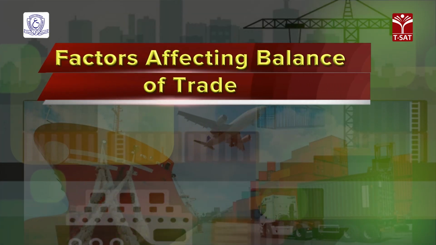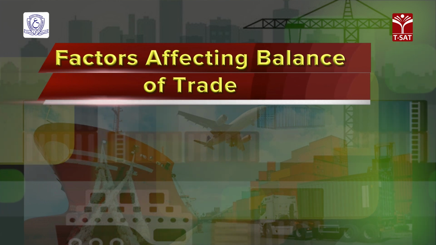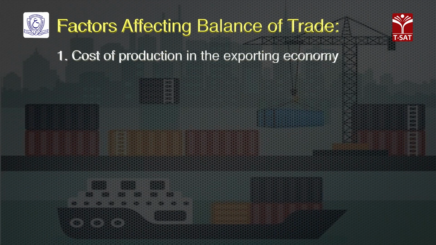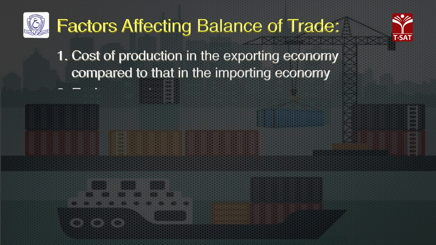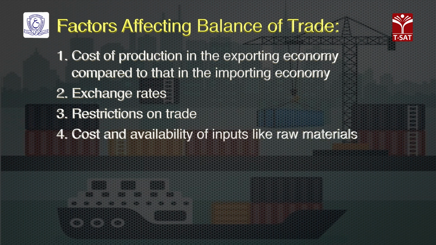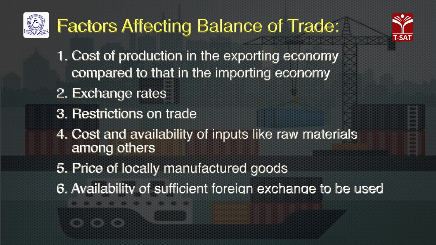There are several factors that can have an impact on the balance of trade and should be looked at very keenly when measuring it. First is the cost of production in the exporting economy compared to that in the importing economy. Exchange rates are the second factor. The third factor is restrictions on trade. The fourth factor is the cost and availability of inputs like raw materials, among others. The fifth is the price of locally manufactured goods. The sixth factor is the availability of sufficient foreign exchange to be used for payment for imports.